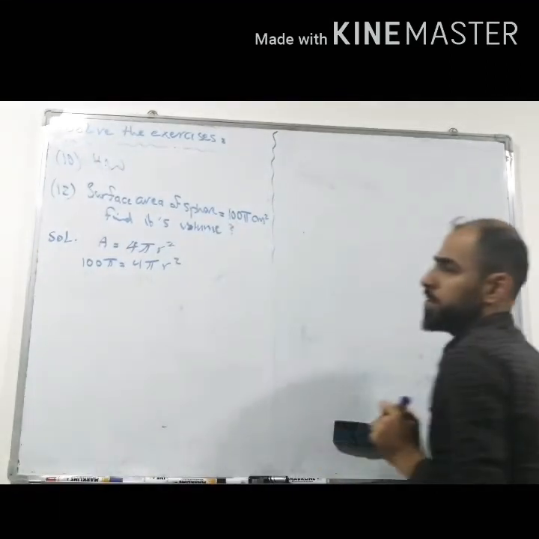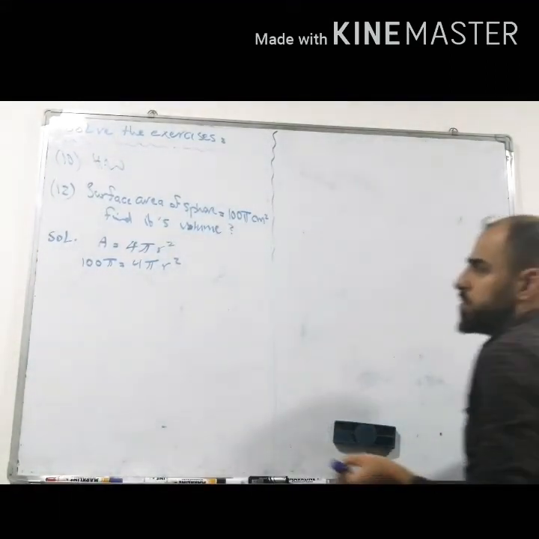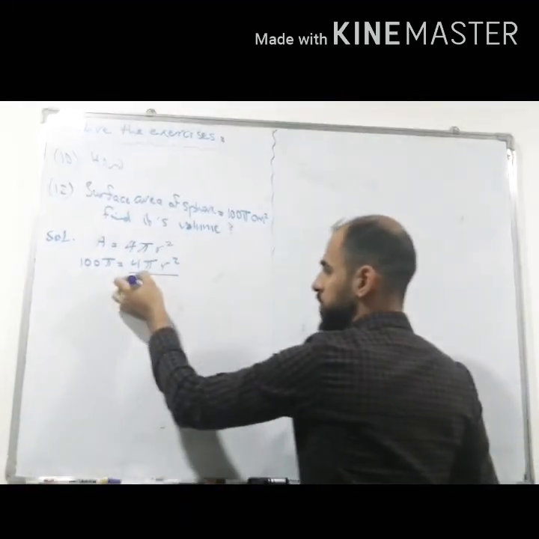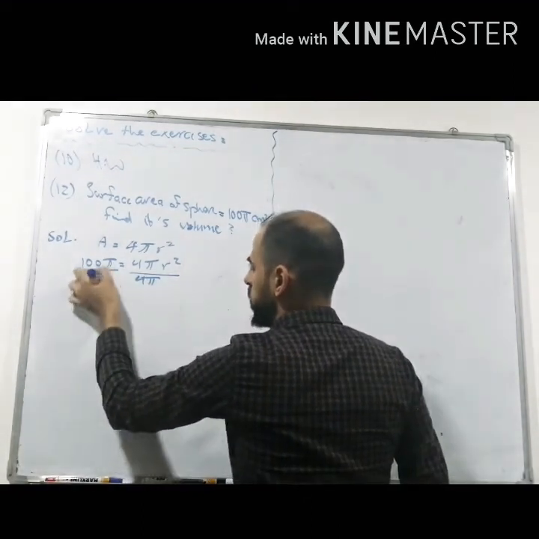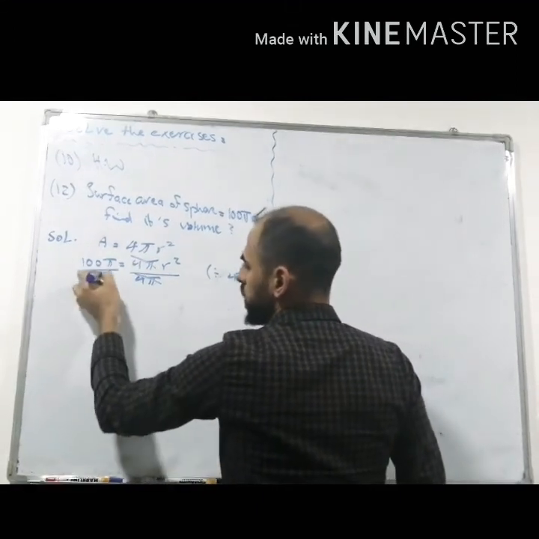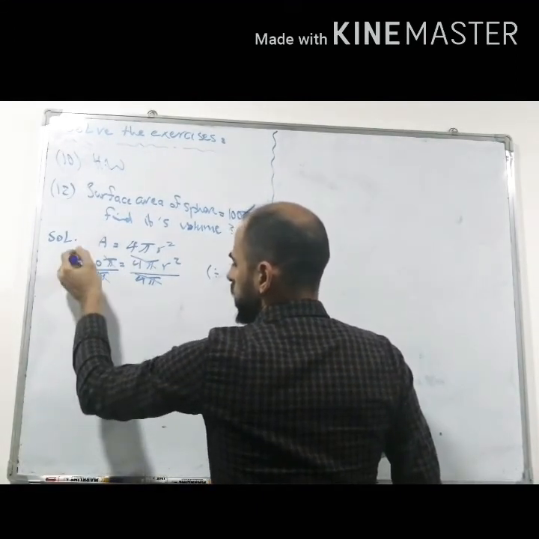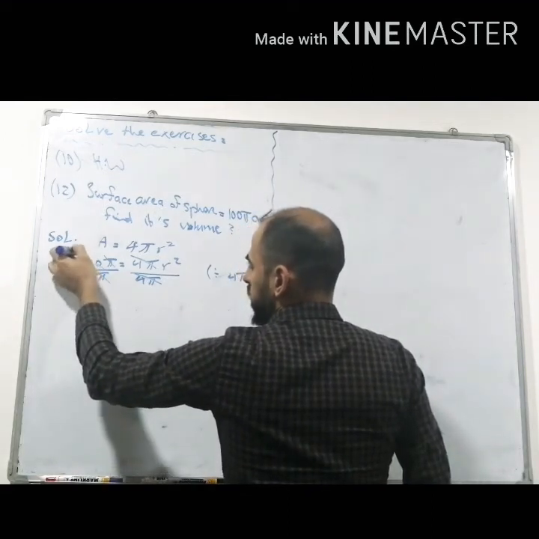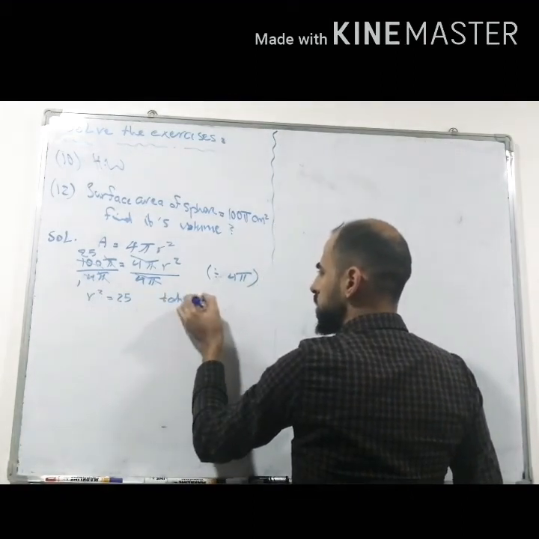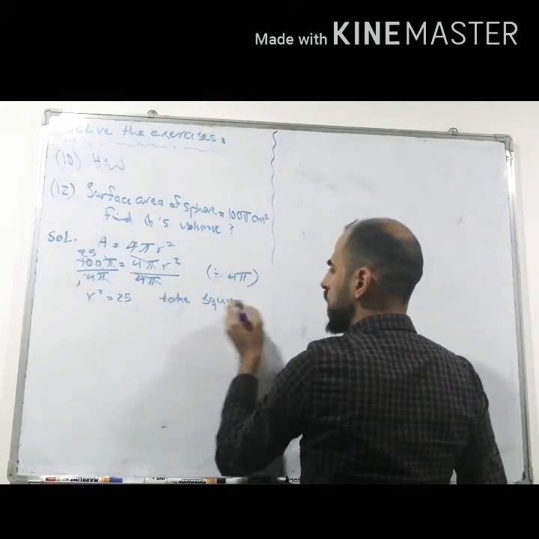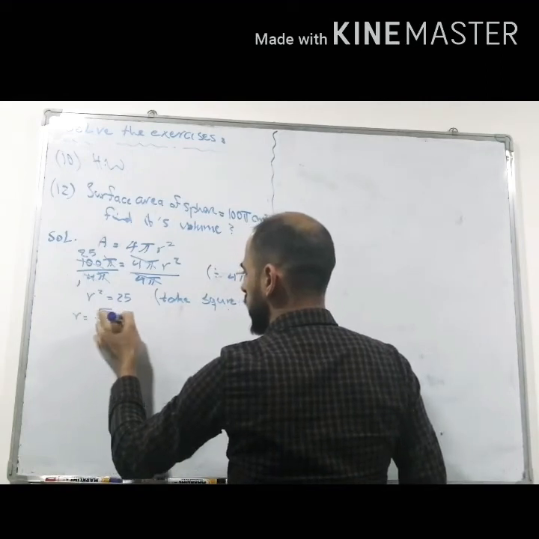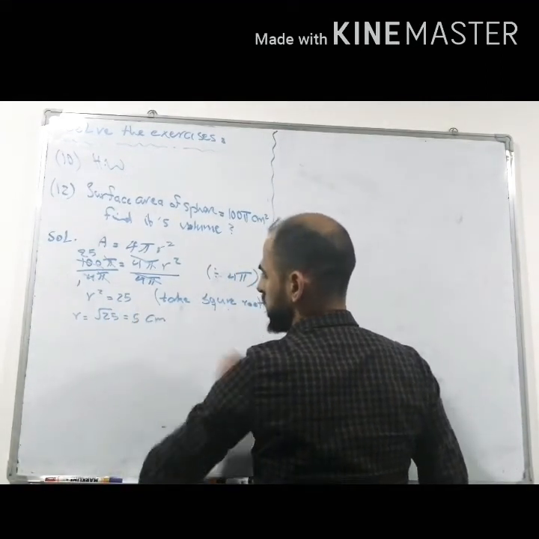Now the unknown variable is r to the power 2. So we divide both sides over the coefficient of the variable, which is 4 pi. Pi goes with pi, and 100 over 4 is 25. So r to the power 2 equals 25. Now take the square root for both sides to reduce the power 2 of r. Then r equals the square root of 25, which is 5 centimeters, the radius.